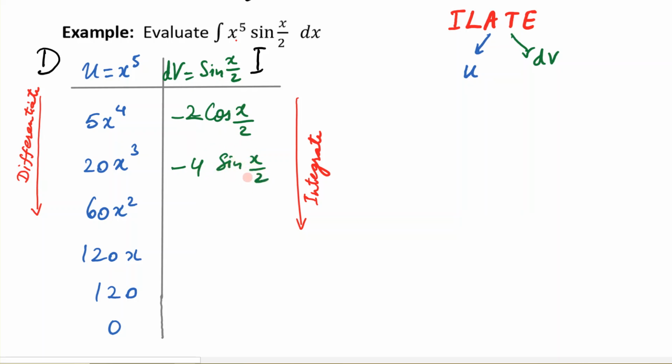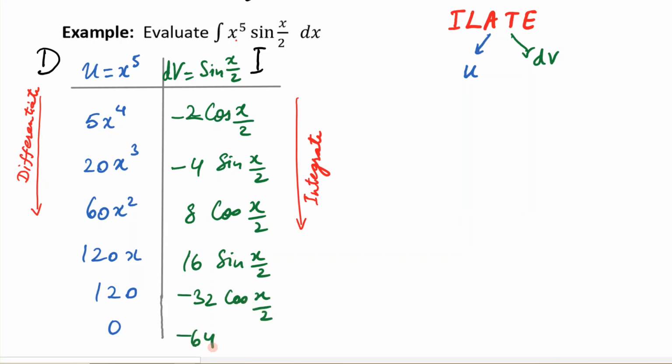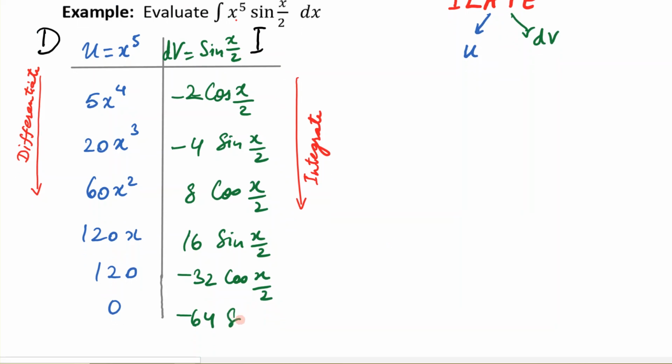And again, integral of sine is negative cosine, and taking care of the negative and another 2, we get 8 cosine x over 2, 16 sine x over 2, negative 32 cosine x over 2, and in the end we get negative 64 sine x over 2.